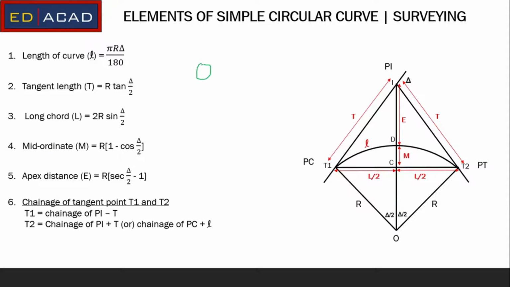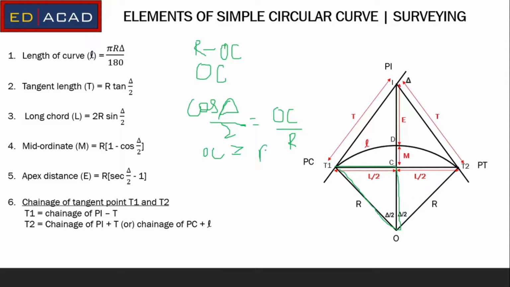So for getting the distance OC, we have R minus OC over here. Let's look at this triangle again, OCT1, and apply the cos formula. So cos delta by 2 will be, what will be cos delta by 2? It will be equal to OC upon R. So OC will come out to be R cos delta by 2, right?